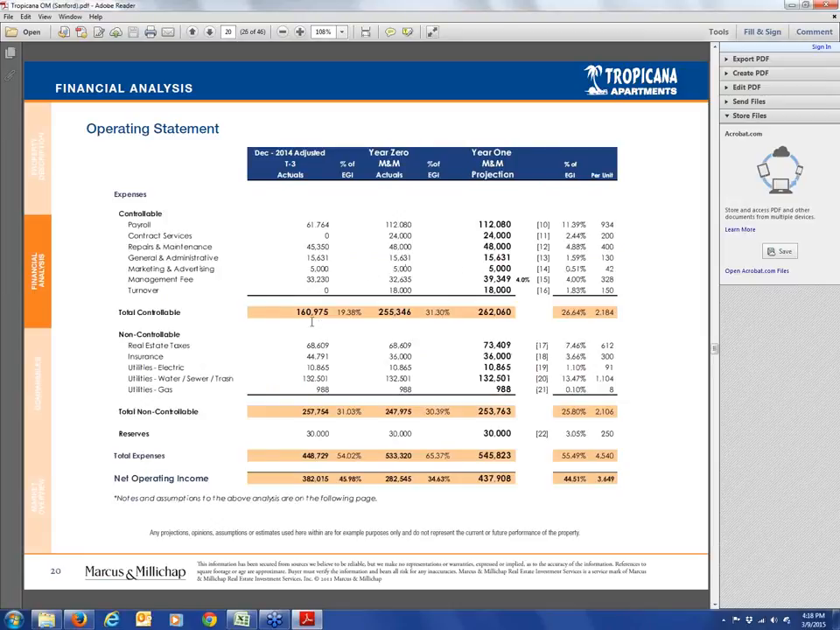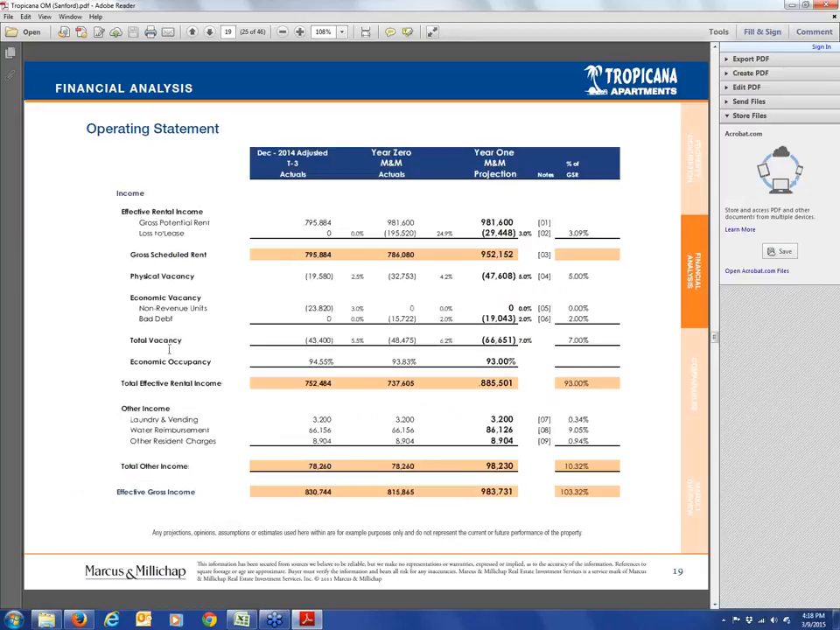All right, so we come down here. They come into expenses. Now this part gets into the expenses. As you can see, I'm kind of going quickly through this because I really want to get my hands on that trailing 12, 2014. That's really what I'm going to use to come up with my analysis. Okay, let me just check what he has for income. Income, gross potential, loss to lease, physical vacancy, economic non-revenue units, down units, bad debt, total economic. Okay, so laundry and vending, water reimbursement.